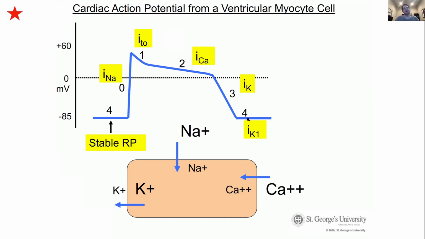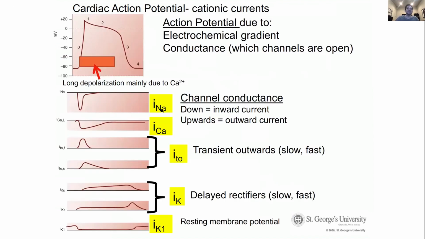That's going to bring it back down to equilibrium. So remember that this classic curve is going to be the ventricular myocyte. This was a little confusing, but if you remember, down refers to an inward current. You would expect everything except potassium to have an inward current, but these potassium currents are going to be an outward current, right?